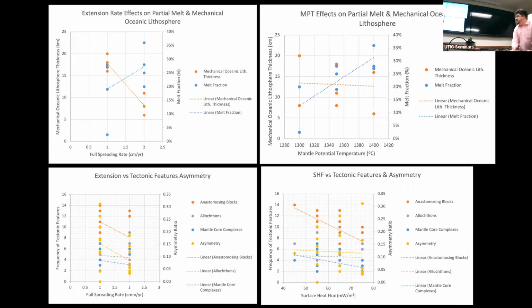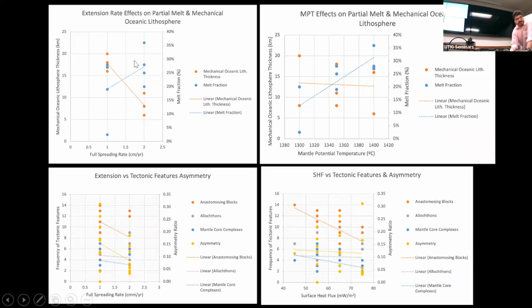Basically, what we're looking at are different features of all 19 models compared to full spreading rate, mantle potential temperature, and surface heat flux. These top two are showing mechanical oceanic lithosphere thickness and melt fraction. And unsurprisingly, with increased spreading rate, the lithospheric thickness goes down and the melt fraction increases.